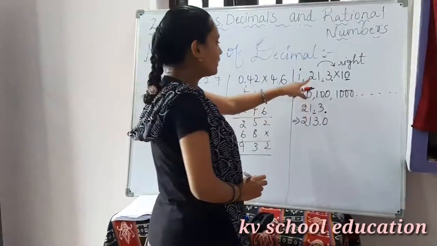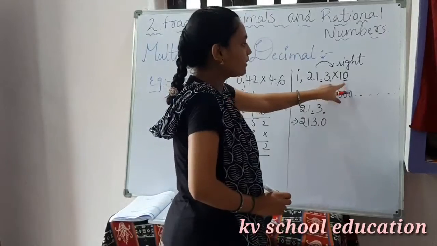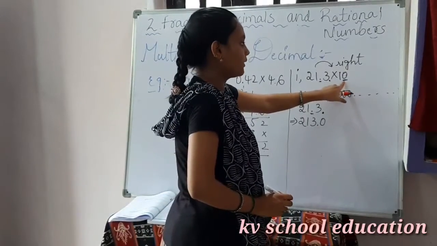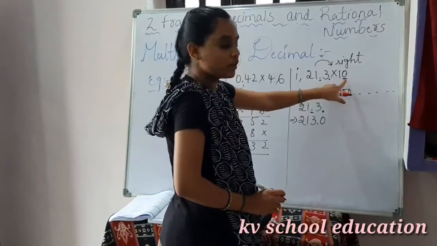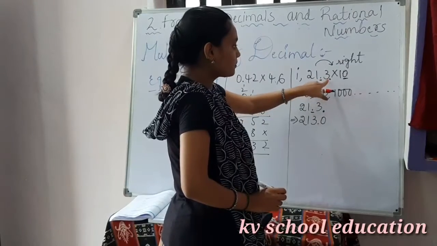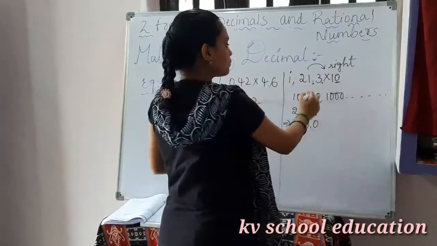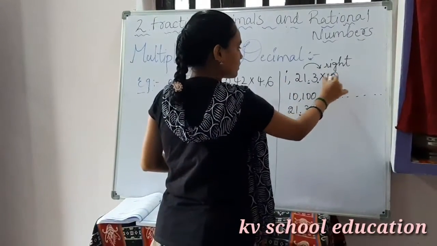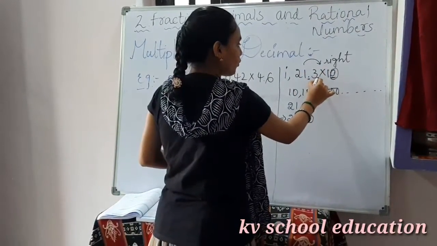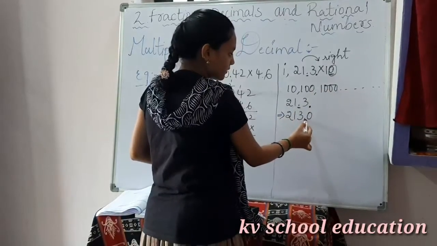Once again I will repeat, 21.3 times 10. Here there is only one 0. The point is before 3, so the point moves past the 3. So here there is only one 0, and that's why we should move the point one digit.